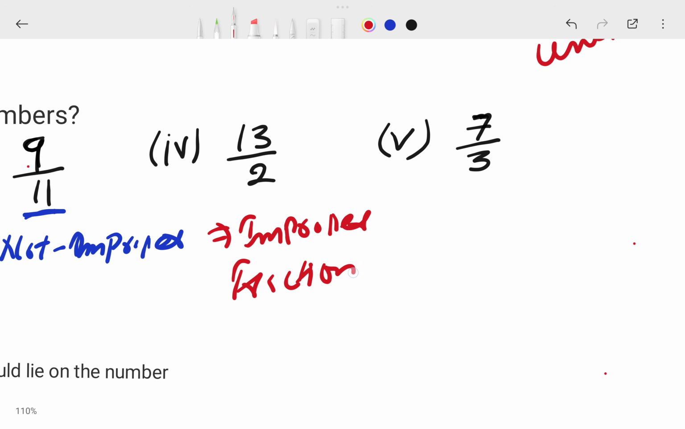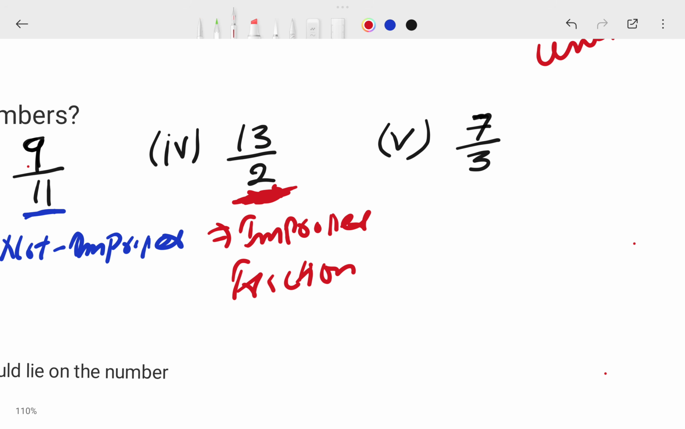Why is it improper? It is because the denominator is smaller and the numerator is greater. That's why, for checking an improper number, always check if the numerator is greater than the denominator. If the numerator is greater than the denominator, that is the only improper fraction. So you can check simply.